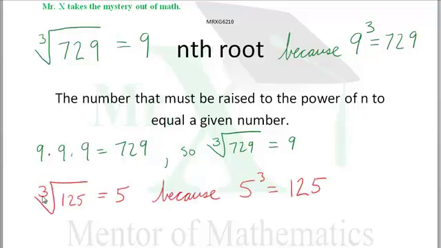We say the cube root of 125 equals 5, because 5 cubed is 125. Understand what this 5 cubed actually means: 5 times itself and times itself again. 5 times 5 times 5 is 125.